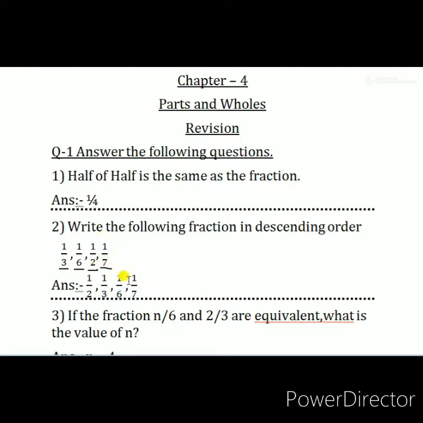As the denominator increases, the value of the fraction decreases. So according to descending order, 1 upon 2 is the biggest fraction. Next is 1 upon 3. Next is 1 by 6, and the least one is 1 by 7. In this way, this is the descending order of these fractions.